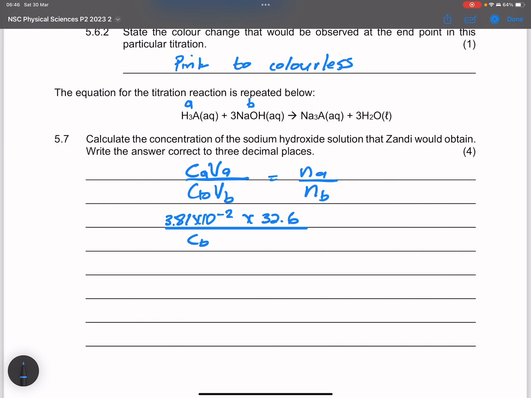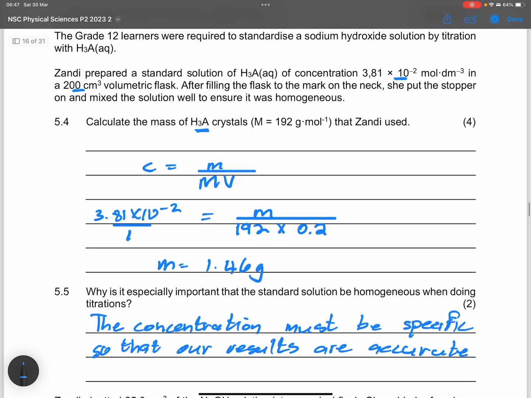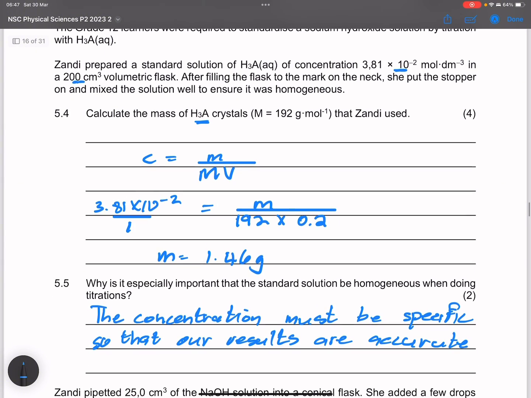And I'm looking for the concentration of the base, sorry. It doesn't matter which one you call A and which one you call B, but in this case, I realize I just swapped them around. So I actually should have said this is going to be my A. Actually, I was correct. The 3.81, that's for, no, yeah, definitely.